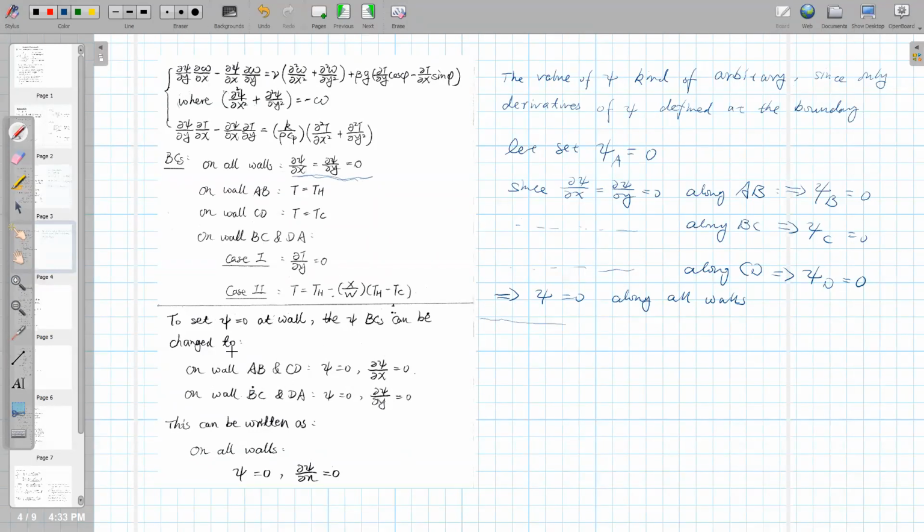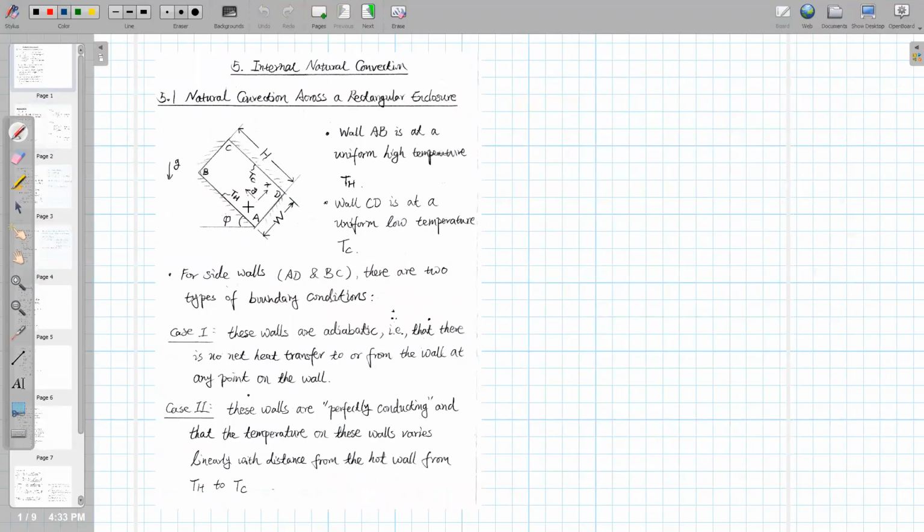We will change the boundary condition of the stream function. On walls AB and CD, psi equals 0, and partial psi, partial x, is the normal direction for the walls AB and CD. Okay, let me confirm it. For AB, it is this one, and the x direction is here. So the x direction will be the vertical for this one.